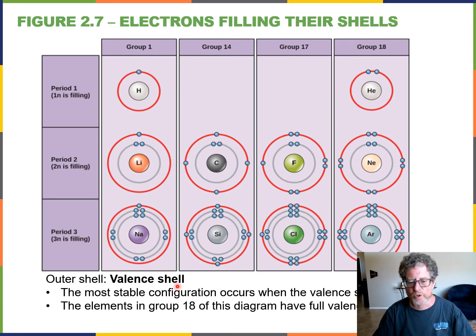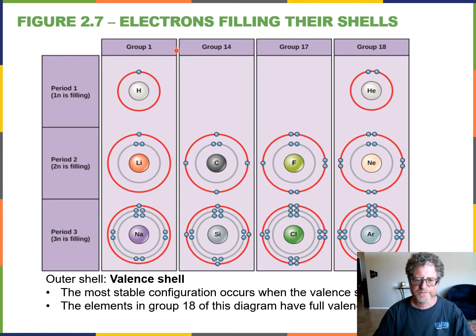When the outer orbital shell is full, the element is non-reactive. So helium is non-reactive because the first orbital shell is full. Neon is non-reactive because its outer orbital shell is full. And argon is non-reactive because its outer orbital shell is full. Okay, so everything going up and down has the same amount of reactivity, because in this case, the outer orbital shells are full.